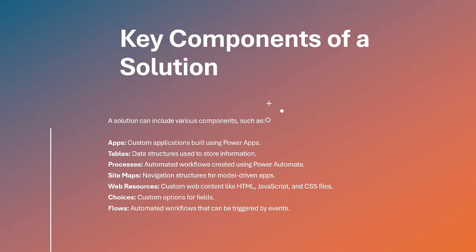Sitemaps, navigation structures for model-driven apps. This is mainly used in model-driven apps. Web resources such as custom web content like HTML, JavaScript or CSS files. Then you have choices, custom options for fields, and flows, automated workflows that can be triggered by events.